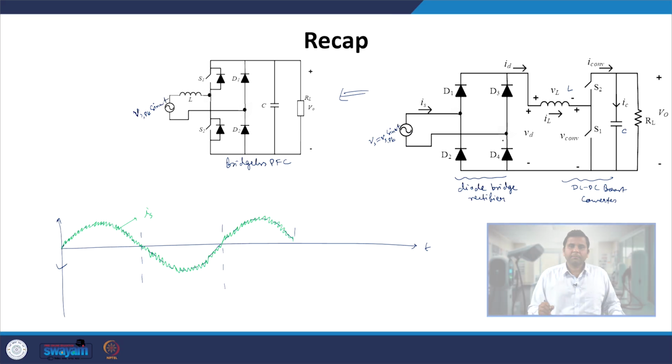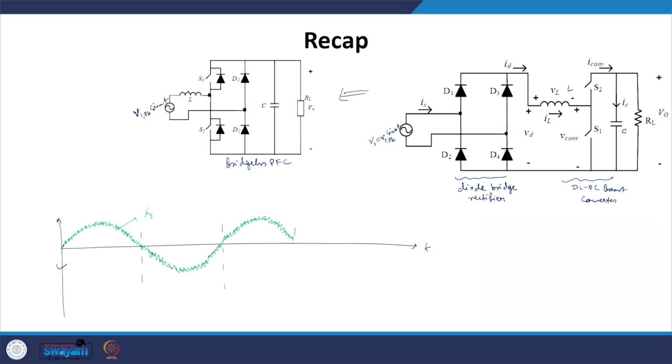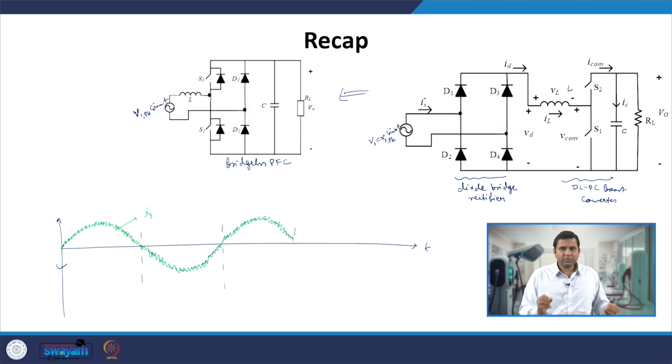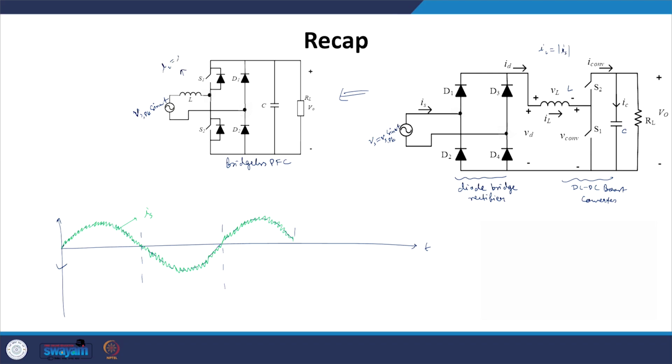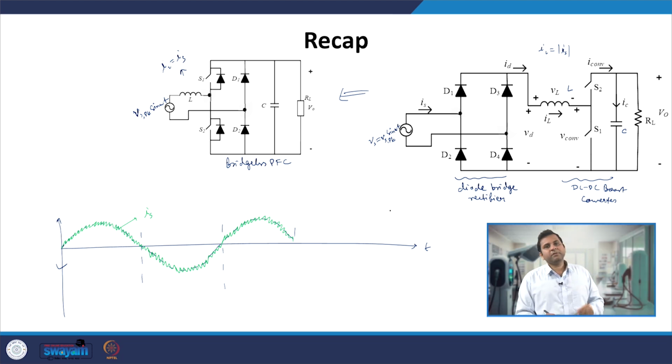in both cases, we are trying to control the current through the inductor, this IL, which in the unfolded version is equal to the modulus of IS. You can say IL is the modulus of IS in this case, and here IL is equal to IS. So we are controlling the current going through the inductor, and that is how we control the current drawn from the source and ensure that unity power factor current is drawn from the source by doing closed loop control.